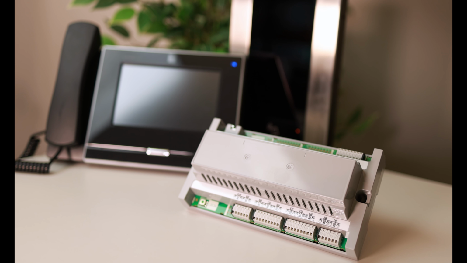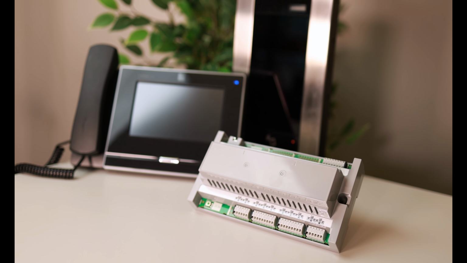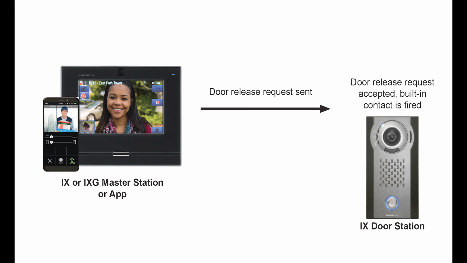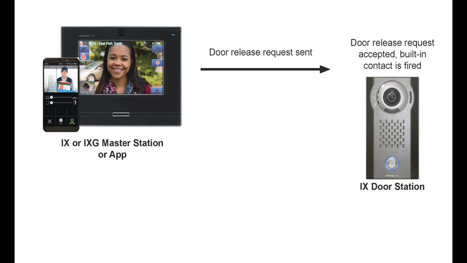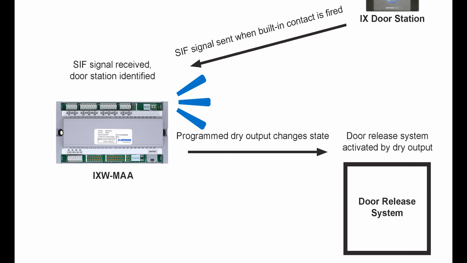If you haven't added an IXW-MAA into your system yet, you can follow the steps earlier in this guide to do so. Here's a quick explanation of how the IXW-MAA interacts with your IXG system. When an answering station or mobile app sends the command for a door station to release the door it is next to, the relay closing on that door station sends off a SIF signal to the IXW-MAA. When the adapter receives this signal, it sees which door station sent the signal in and fires the corresponding relay.